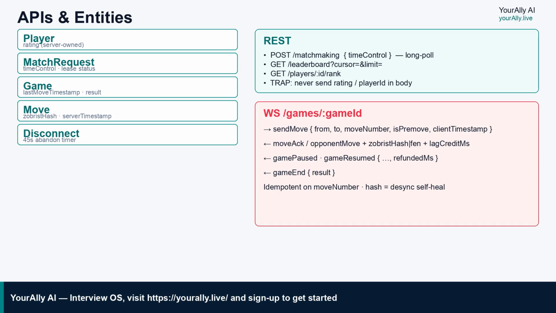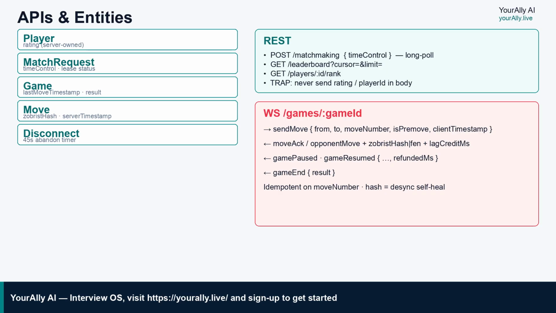On failover, game paused, then game resumed with refunded ms after clock correction. Game end covers mate, draw, flag, resign, abandon. Get leaderboard with cursor. Get rank for yourself. Top N is easy. Exact rank at 10 million players wants a sorted set later. Name that without overbuilding the API board. Product beat next, then math.